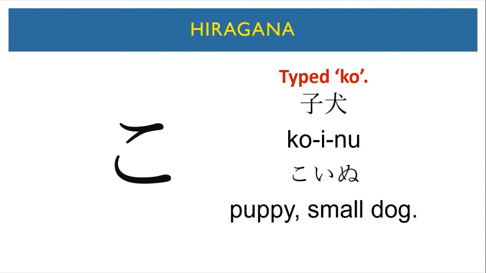And ko as in koinu. Koinu, okay? So this is kanji for child, and this one is kanji for dog. So inu and ko. So koinu, puppy, okay? Or small dog. This koinu. All right. So now let's go to the next.